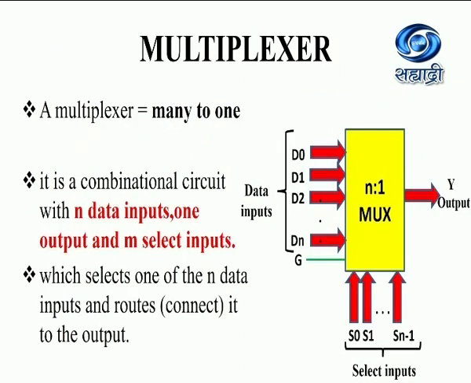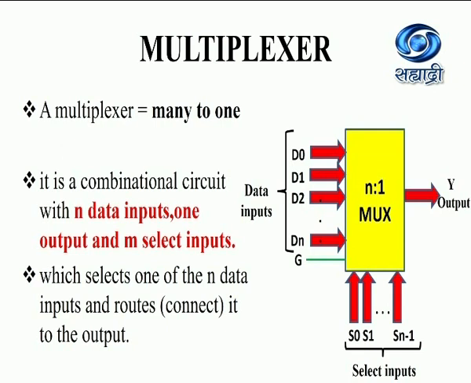So let's start with the first combinational circuit, that is the multiplexer. This is the diagram of an N to 1 mux. Mux is the short form of multiplexer. So what do you mean by mux? A multiplexer is many to one. That means it has many inputs but only one output. That's why it is called many to one.